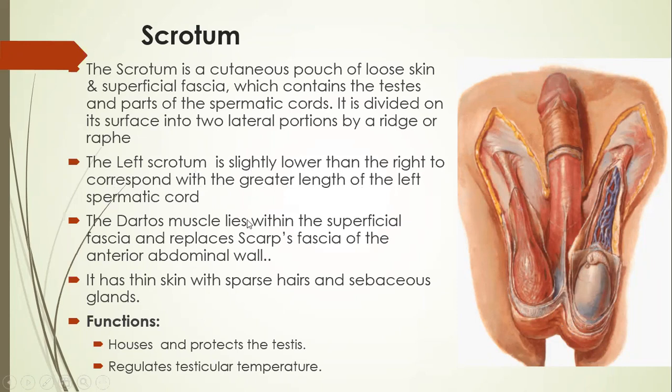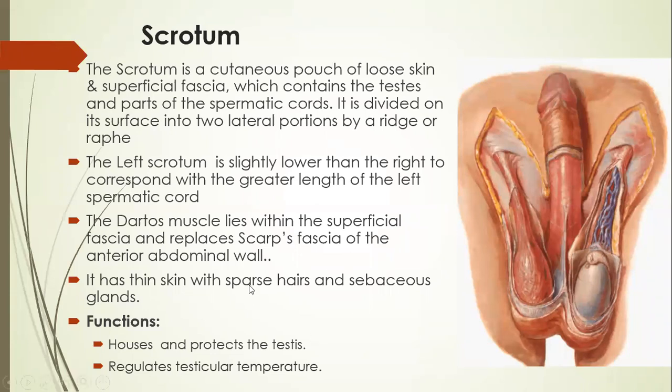There is a dartos muscle that lies within the superficial fascia and replaces the Scarpa's fascia of the anterior abdominal wall. So the same fascia which is there in the abdomen will continue into the scrotum, but the Scarpa's fascia of the abdomen will be replaced by a muscle. If you can see here, this is the skin. Just deep to that, there is a muscle within the superficial fascia. This is called the dartos muscle.